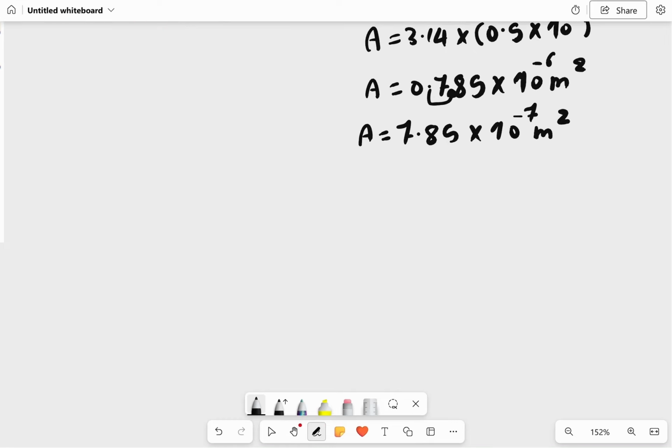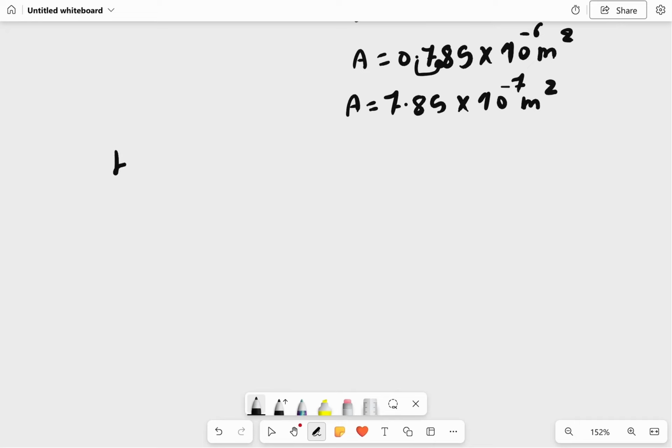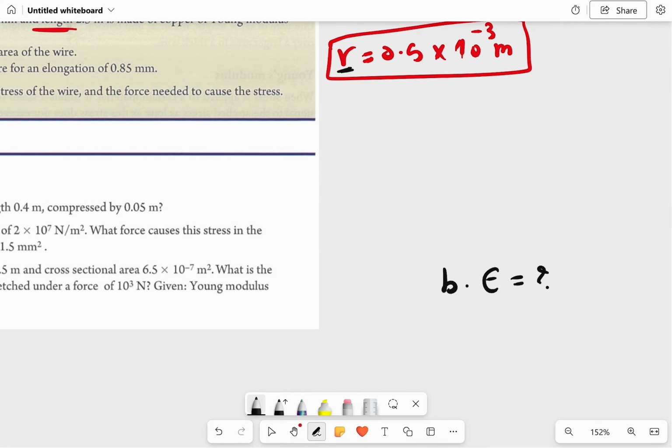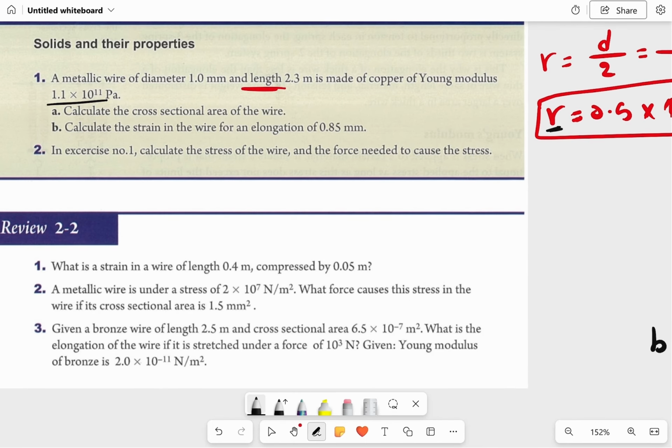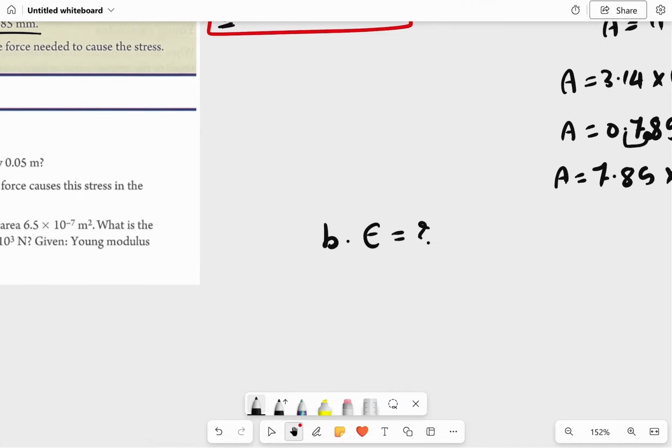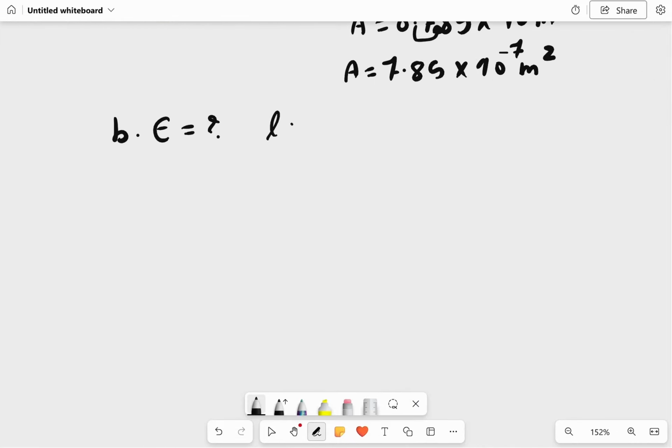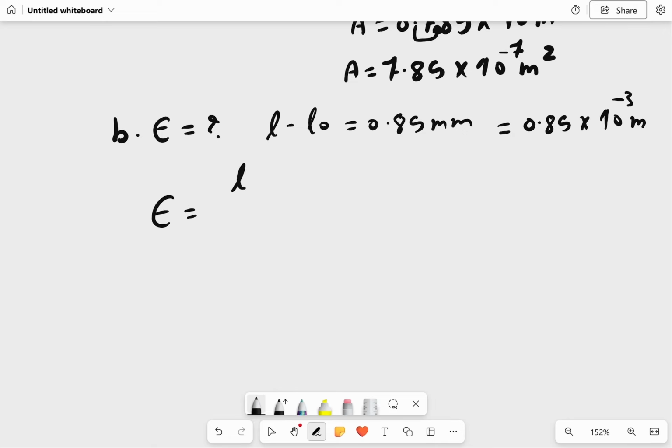What about B? Okay, B, it says strain is equal to what? Okay, let's see. It says strain is equal to what for an elongation of 0.85. So you have elongation, which is equal to 0.85 millimeter. Now you should change this to meter. Okay, this is equal to 0.85 times 10 to the power of minus 3 meter. Strain is equal to what, guys? Is equal to elongation divided by initial length.